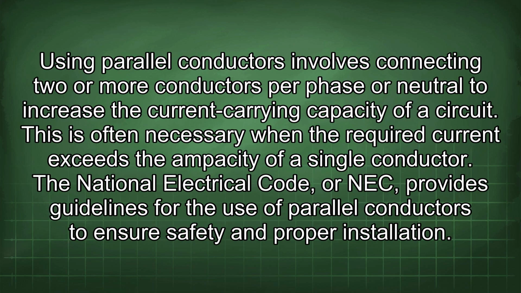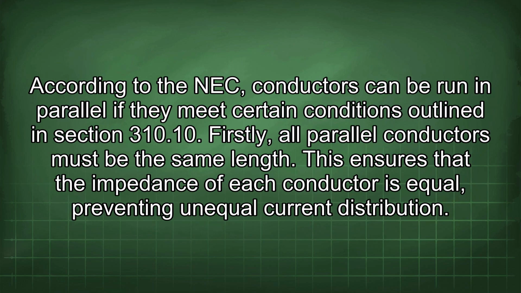Using parallel conductors involves connecting 2 or more conductors per phase or neutral to increase the current carrying capacity of a circuit. This is often necessary when the required current exceeds the ampacity of a single conductor. The National Electrical Code, or NEC, provides guidelines for the use of parallel conductors to ensure safety and proper installation. According to the NEC, conductors can be run in parallel if they meet certain conditions outlined in section 310.10.